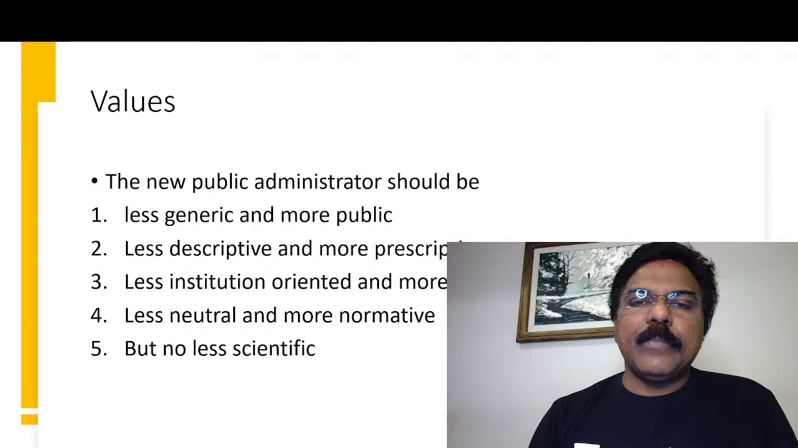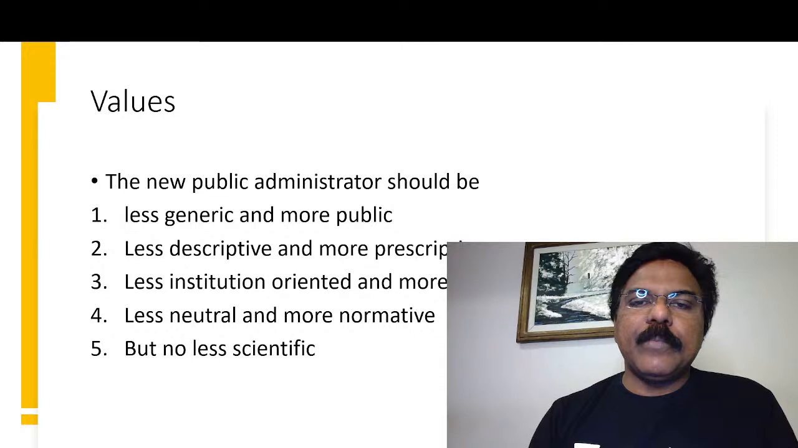Less descriptive and more prescriptive. You know what they're doing? They are being empirical. When they are empirical, they are descriptive. When they are normative, they are prescriptive. This is empirical approach. This is normative approach.